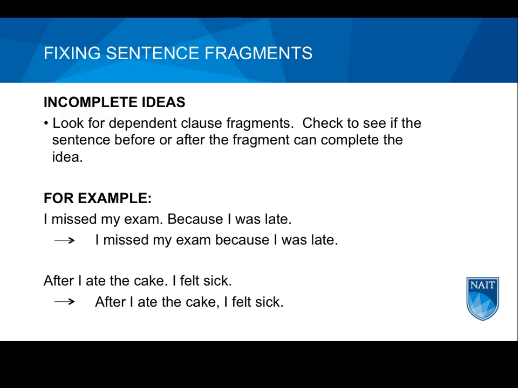You should note that when you're joining a dependent clause to the sentence that precedes it, there is no comma between the two clauses. However, if you're joining the dependent clause to the sentence that comes after it, to make that complete sentence, you will have a comma in between the two clauses.